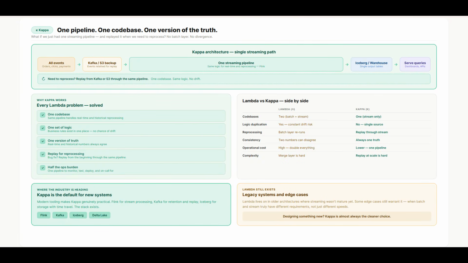The industry has largely moved toward Kappa. Tools like Flink combined with Iceberg for storage make it genuinely practical now. Lambda still exists in legacy systems, but if you're designing something new, Kappa is almost always the cleaner choice.